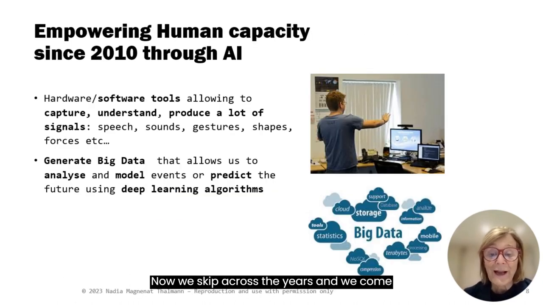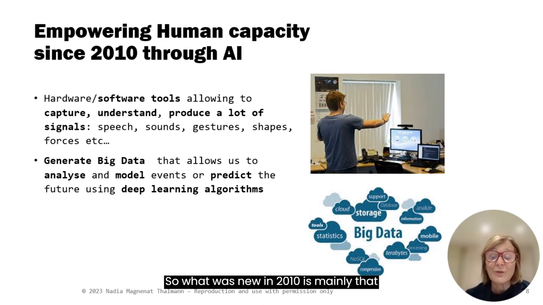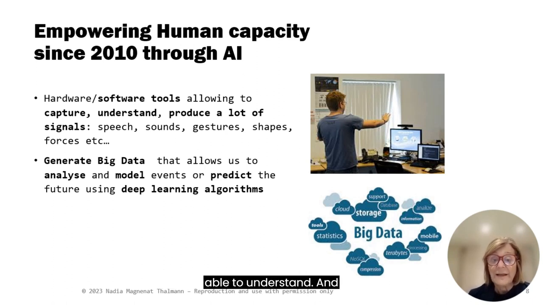Now we skip the years and we come to today, almost today, around 2010. So what was new in 2010? What was new is mainly that the software has been developed enormously, and particularly the interaction. On this picture we can see that we can do all kinds of signals, gestures, sounds, shapes, and forces, and the computer through cameras is able to understand. And when we get so much big data, we can analyze and model events or even predict the future using deep learning algorithms. So this is relatively new after 2010. It has given enormous possibilities towards the technology as we know it today.